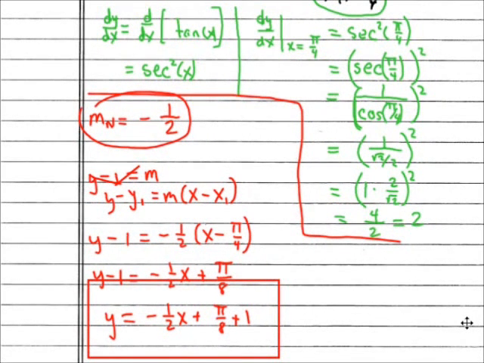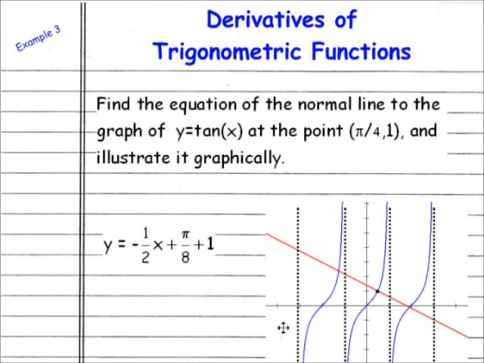Well, we were also asked to illustrate this normal line. So let me show you what it looks like. Here's the equation of our normal line, y equals negative 1/2 x plus pi over 8 plus 1. And by the way, we could add these two numbers together by getting a common denominator and writing 1 as 8 over 8. Then we'd have pi plus 8, all divided by 8, as our constant. But it's not unusual to leave our equation in this form.